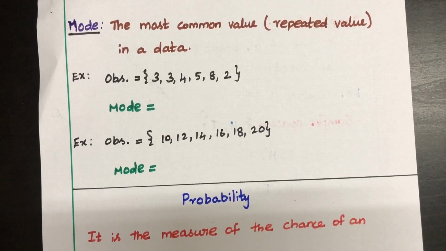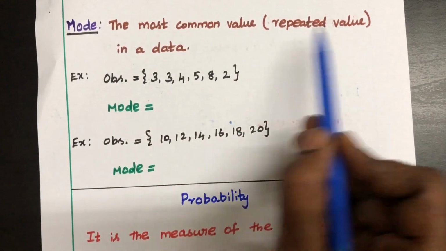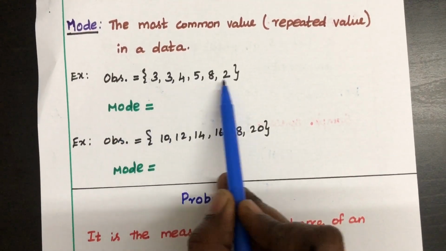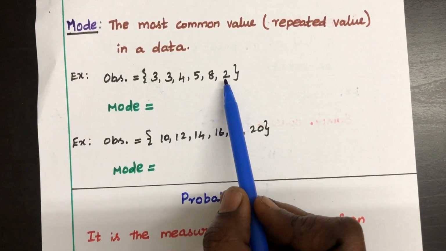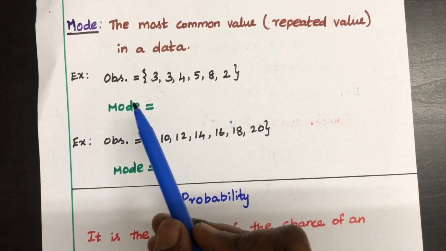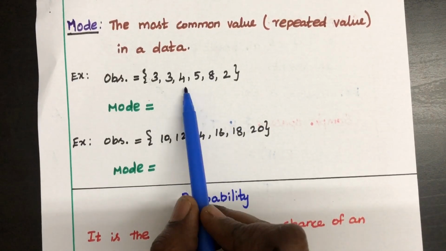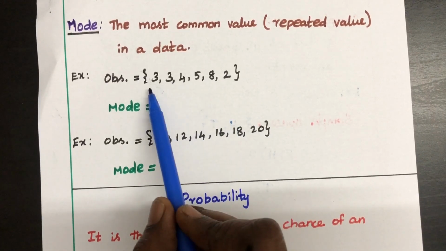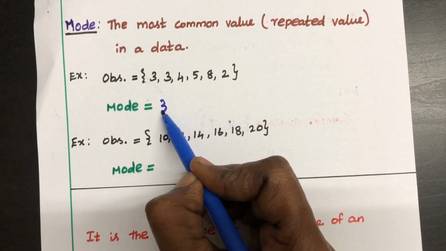Now, mode. What is mode? The most common or repeated value in the data. For example, see the observations, these are all data values. Here we are going to look for the repeated or most common value: 3, 3, 4, 5, 8, 2. All the other numbers appeared once except 3. 3 appeared twice. So here the mode is 3.